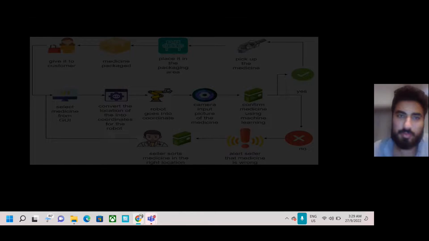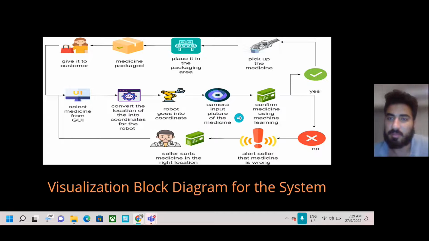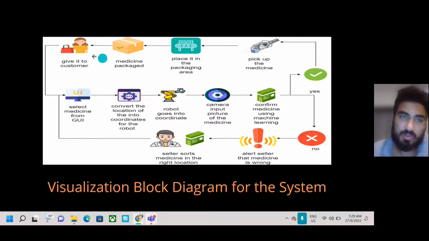Over here, this is my proposed methodology. As you can see here, the doctor is going to select the medicine from the GUI. After selecting it, it will be converted into location coordinates. The robot is going to go to the medicine, and after that, a camera will take a picture of the medicine. If the medicine is correct, the robot will pick up the medicine and place it in the packaging area. The medicine will be packaged and given to the customer. If not, then it alerts the seller that the medicine is wrong and the medicine goes to the right location.